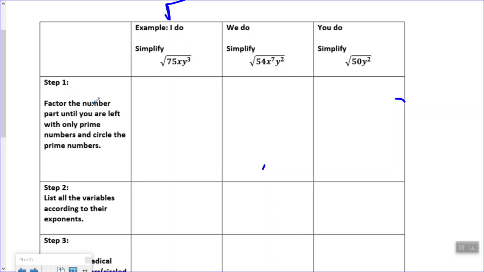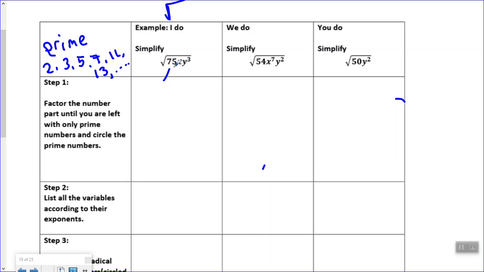So step 1, factor the number part until you are left with only prime numbers and circle the prime numbers. So we have to know prime numbers. 2, 3, 5, 7, 11, 13, and it goes on. These are prime numbers. Prime numbers are numbers that have only one factors. They don't have other factors other than one and itself.